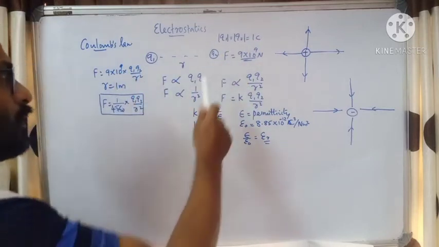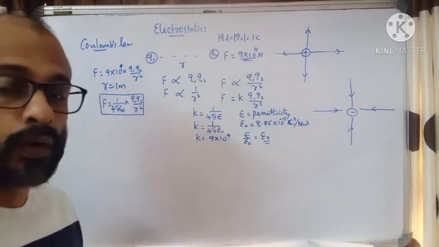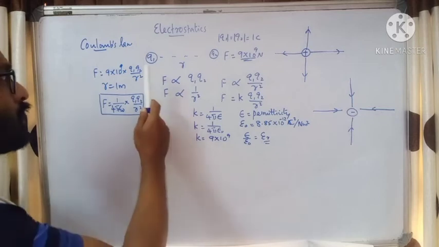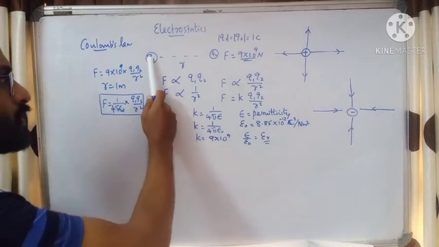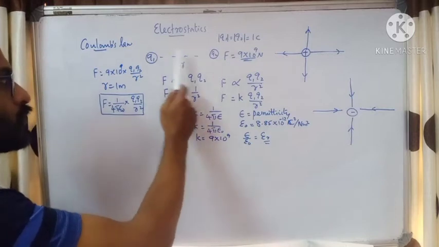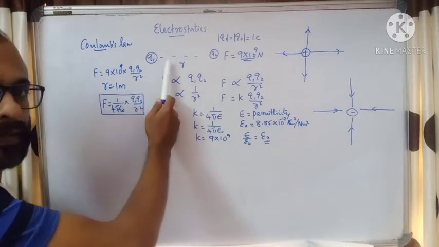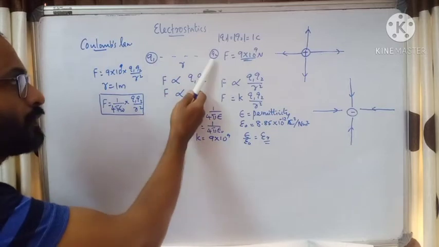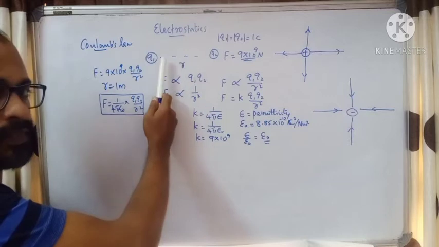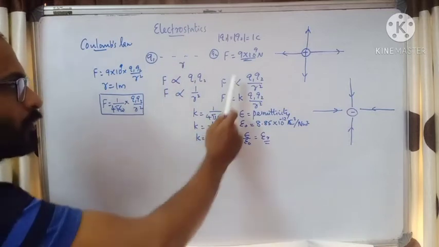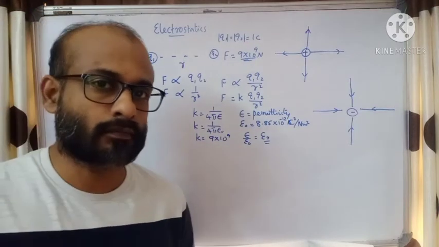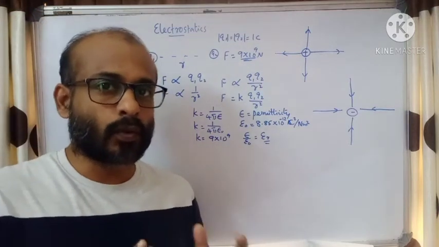By this we can define 1 Coulomb, the unit charge. 1 Coulomb is that charge which, when two such charges are kept separated at a distance of 1 meter, and if they have the same sign, either positive or negative, will repel with a force of 9 into 10 raised to 9 Newton. In this manner, we can define 1 Coulomb of charge.